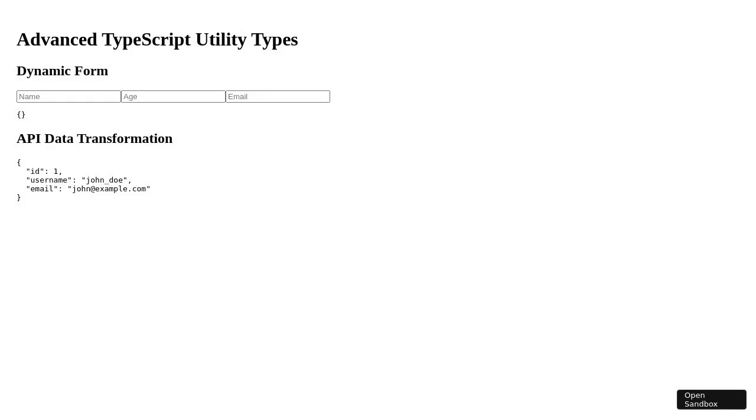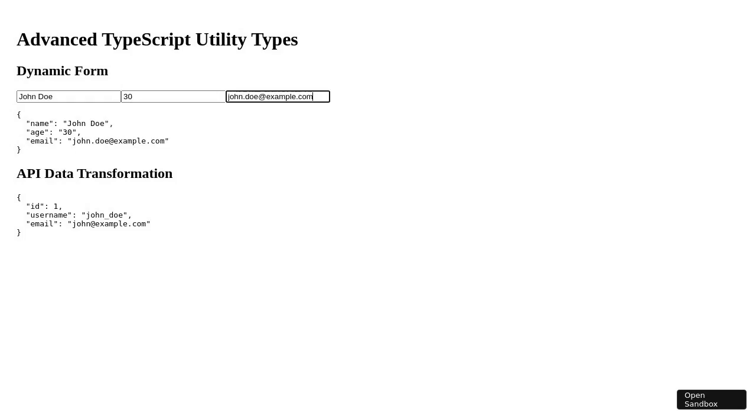When you load the page, you'll be presented with a form where you can input your name, age, and email. As you type, the data dynamically updates, leveraging TypeScript's Partial utility type for flexible data handling. Switch to the API data transformation feature, and you'll notice how API responses are seamlessly transformed to exclude sensitive information like passwords. This transformation is powered by the Omit utility type, ensuring only the necessary data is exposed to the user. These dynamic interactions showcase the practical applications of utility types in real-world scenarios, enhancing your application's robustness and efficiency.